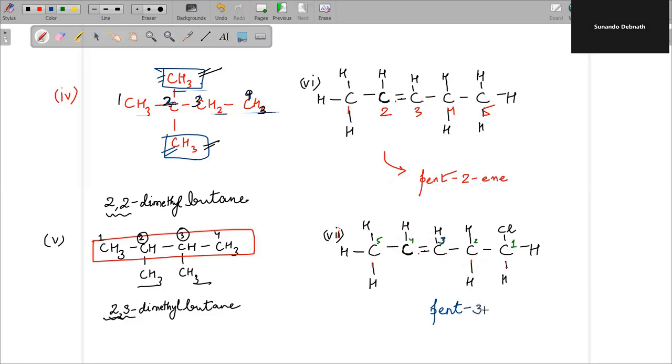सो यहाँ 3 लिखूंगा, 3 ene हो जाएगा, नॉट 2 ene. पेंट 3 ene हो गया, because the ene means double bond appears between 3 and 4 carbon, और first वाले कार्बन पर क्लोरीन है, so 1 क्लोरो. क्लोरीन के लिए प्रीफिक्स आता है, सफिक्स नहीं. पोजीशन लिखेंगे 1 क्लोरो. तो ये पूरा नाम हो गया 1 क्लोरो पेंट 3 ene.